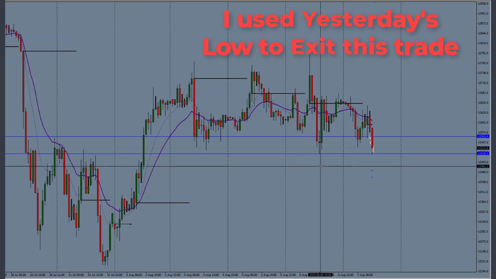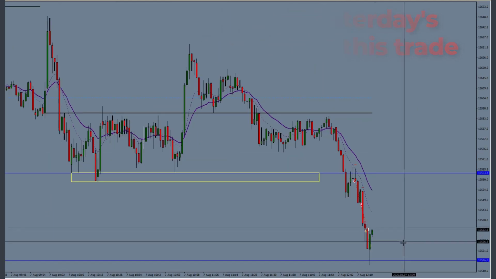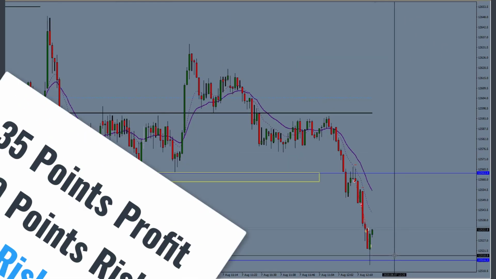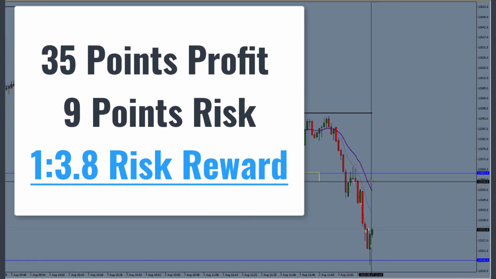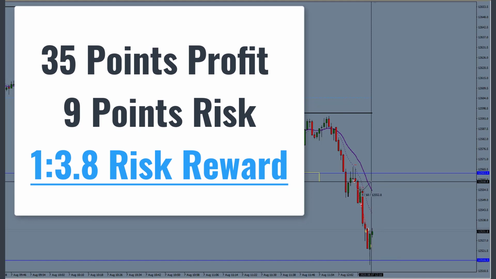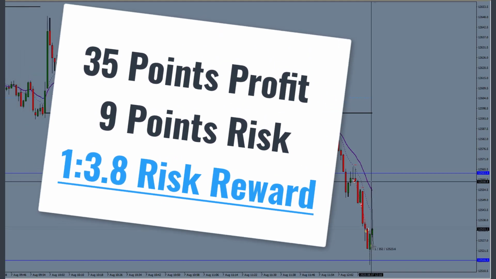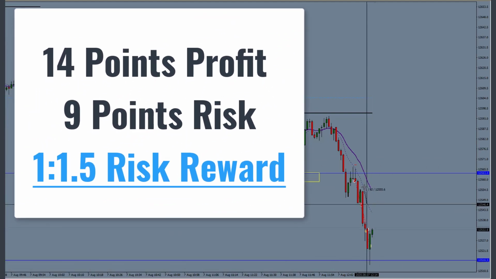Yesterday's low is always an important level. Price will react to it. So on the M1 chart, it becomes a very good target. So a pretty good trade, 9 risk, 35 profit, then another one 9 risk and 14 profit on that. So not bad at all.